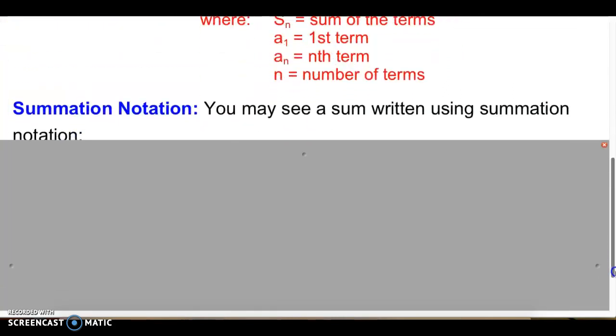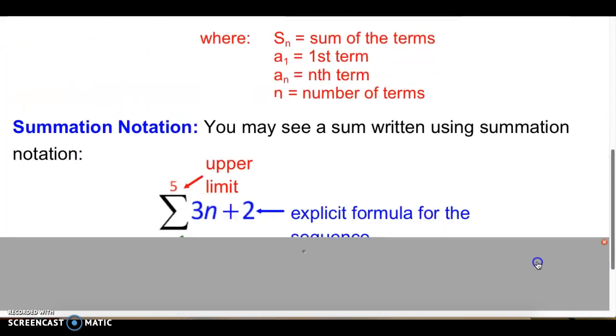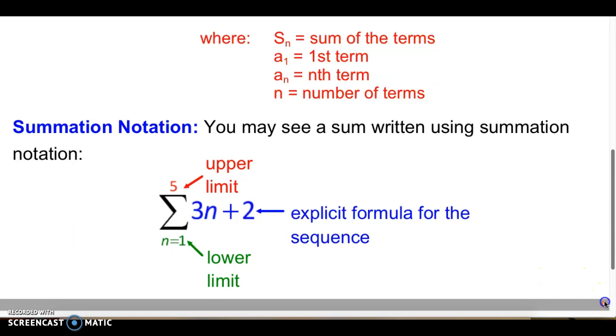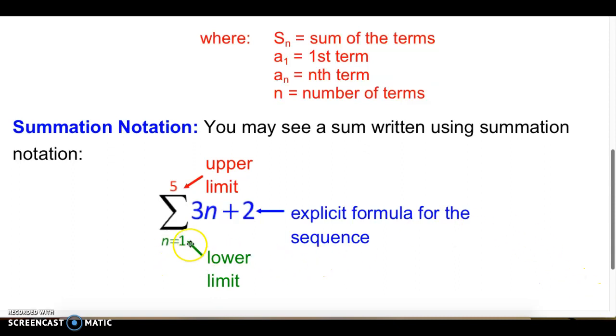Another way to write a sum is if you see this sigma and it has a starting term number. So this would mean the first term is term number 1 and the last term is term number 5, and then this is the formula to get the term. If we wanted the first term, we'd plug in a 1 here: 3 times 1 plus 2 is 5. If we wanted the fifth term, we'd plug 5 in here: 3 times 5 plus 2 is 17.